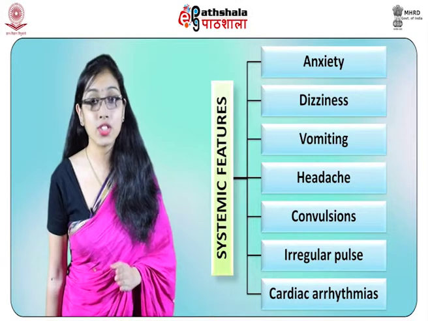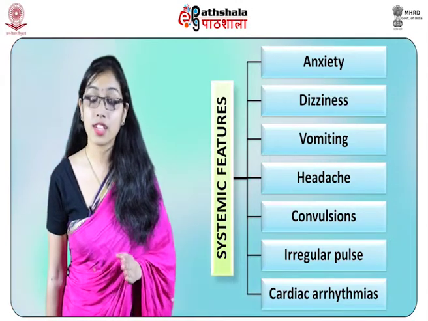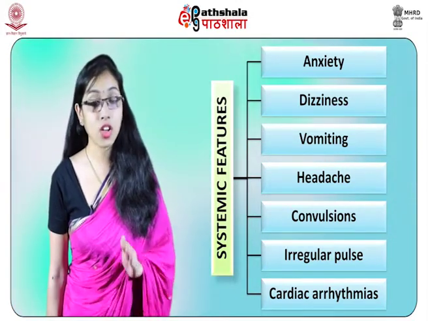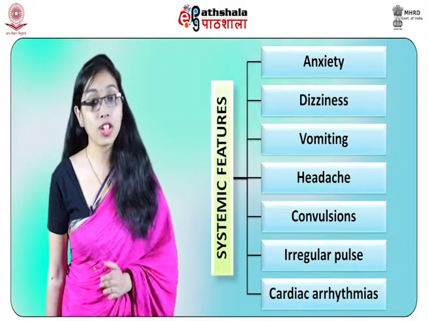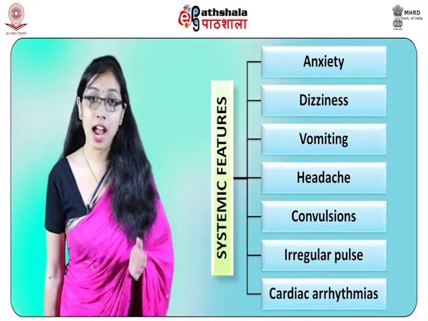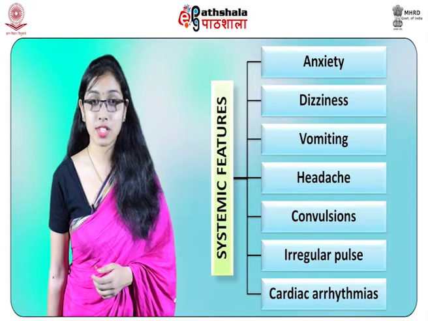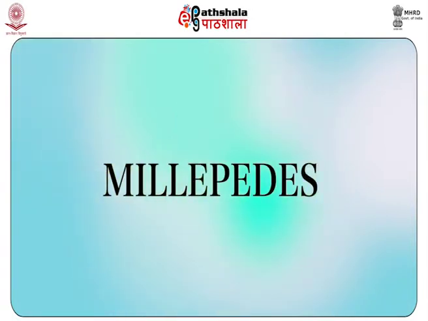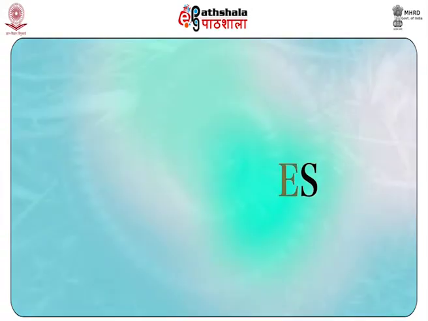Occasionally, systemic features are seen, that is anxiety, dizziness, vomiting, headache, convulsions, irregular pulse, and cardiac arrhythmias. Rhabdomyolysis and renal failure have been reported with the giant desert centipede or the Scolopendra species. Next, we will study about millipedes.